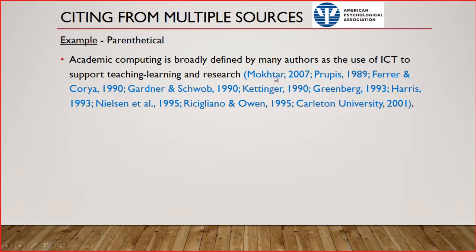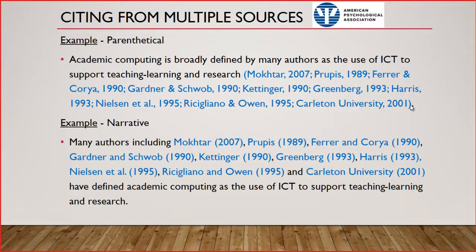You can see that you separate with a semicolon. You see, this is all in one bracket. Mohta, 2007. This is one author. Semicolon. Propis, 1989. This is another author. Semicolon. If you have two authors, Ferrer and Korea, 1990, semicolon. So you separate these using semicolons, but retain one set of parentheses or brackets.